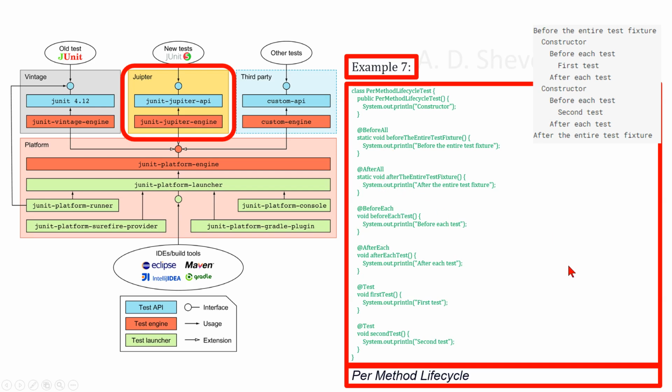By default, JUnit creates a per-method lifecycle. By default, JUnit creates a new instance of the test class before executing each test. This helps us to run individual test methods in isolation and avoids unexpected side effects.